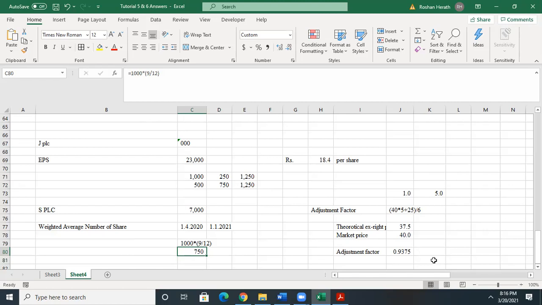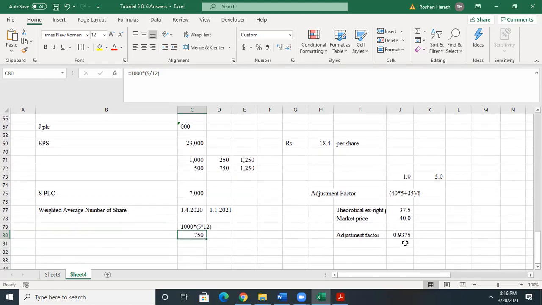So in order to reflect this dilutive effect, you need to apply this adjustment factor, and then you would get the weighted average number of shares that you should consider for the computation of the EPS. So there you can get the 750. Now what you need to do is increase the number of shares, thereby you would see a decrease in the earning per share.